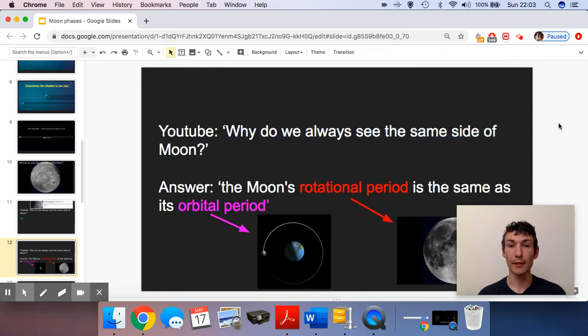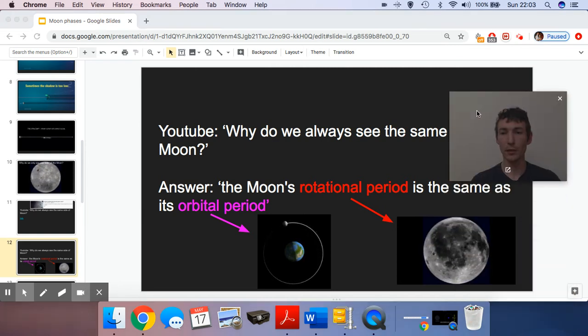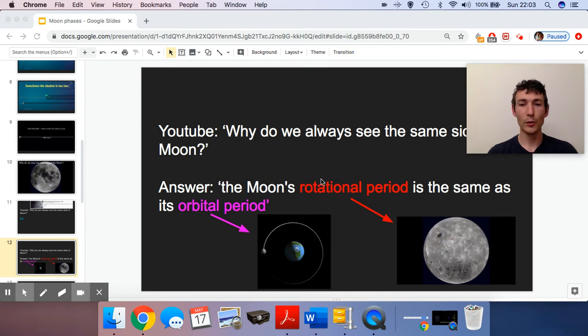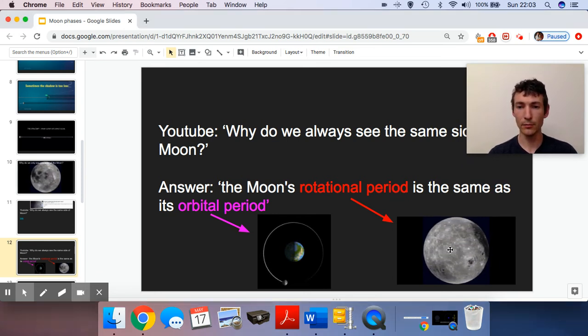Right, you're back. You've watched that video. Now, the answer to our question, why do we always see the same side of the moon? That is because the moon's rotational period, the amount of time it takes for the moon to rotate once on its own axis, is the same as its orbital period, the amount of time it takes the moon to orbit the Earth.